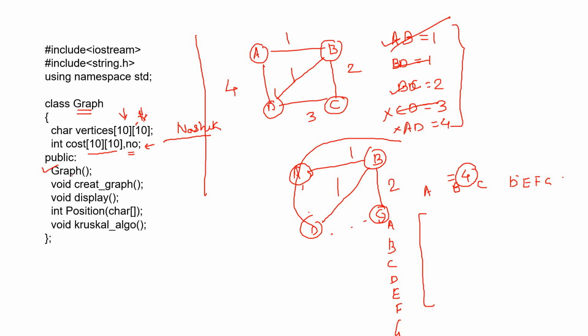After that, there is a graph constructor, which will initialize the graph values with a maximum value. After that, there is void create graph, with the help of which we will accept the weight matrix. After that, the display function will display the graph we have accepted by using the adjacency matrix. Position will find out where to store the source and destination vertex along with the weight, which we calculate using the position function. And finally the Kruskal algorithm function will implement the Kruskal algorithm step by step.